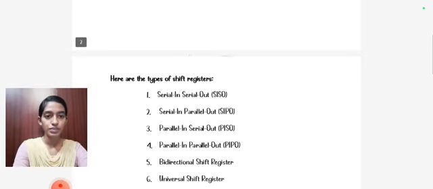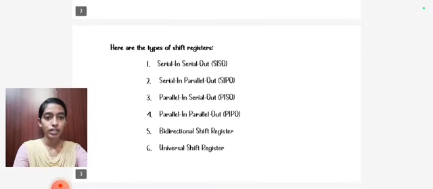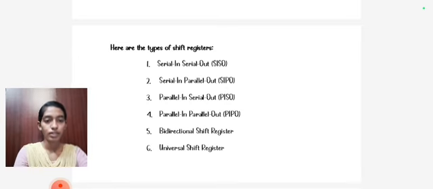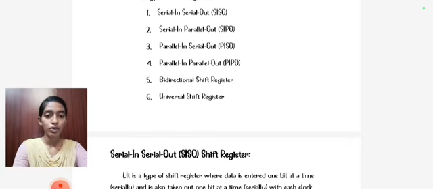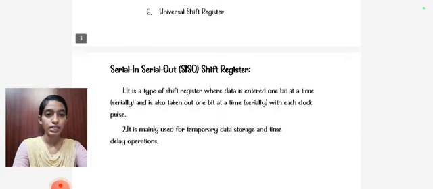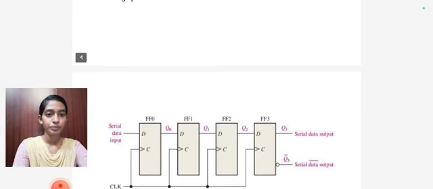Here are the types of shift register: serial in serial out, serial in parallel out, parallel in serial out, parallel in parallel out, bidirectional shift register, and last, universal shift register. Here I am going to explain the first type, serial in and serial out shift register. It is a type of shift register where data is entered one bit at a time and is also taken out one bit at a time with each clock pulse. It is mainly used for temporary data storage and time delay operations.